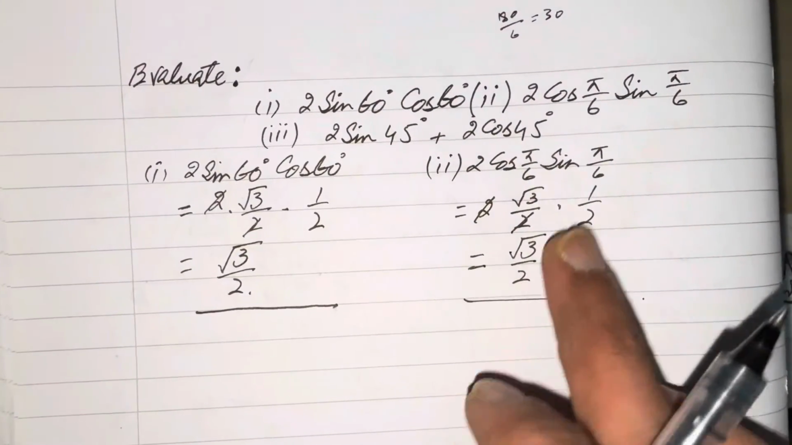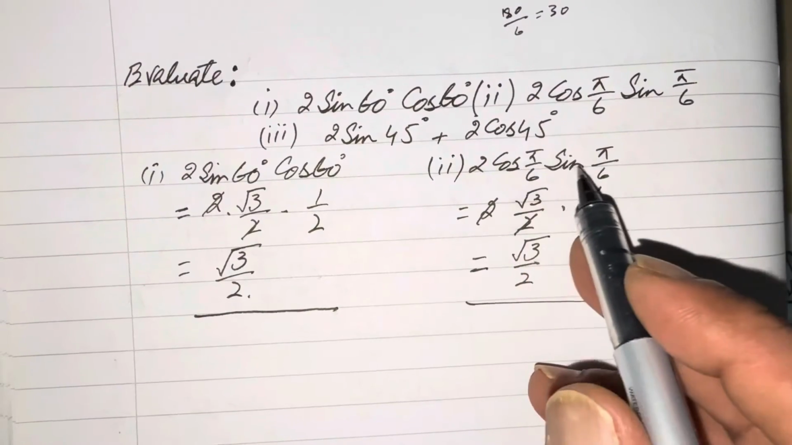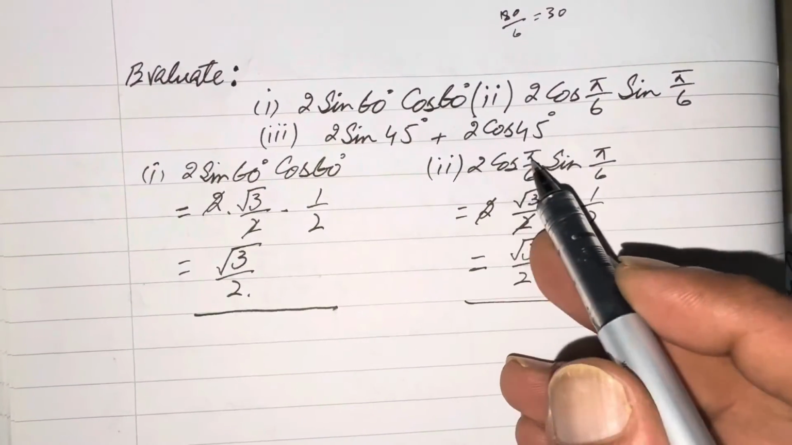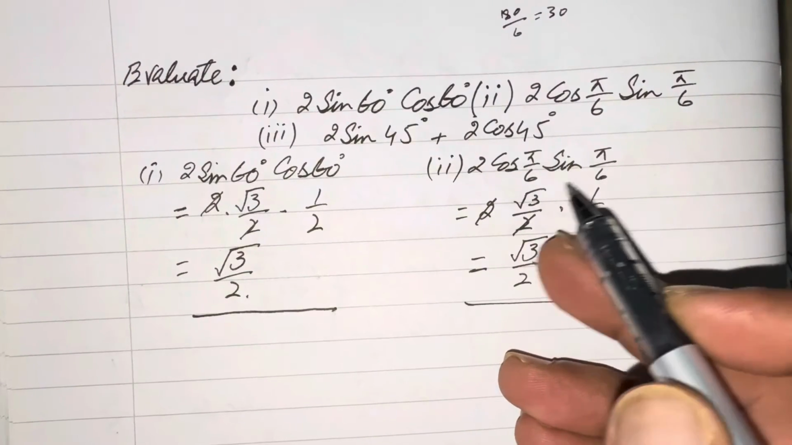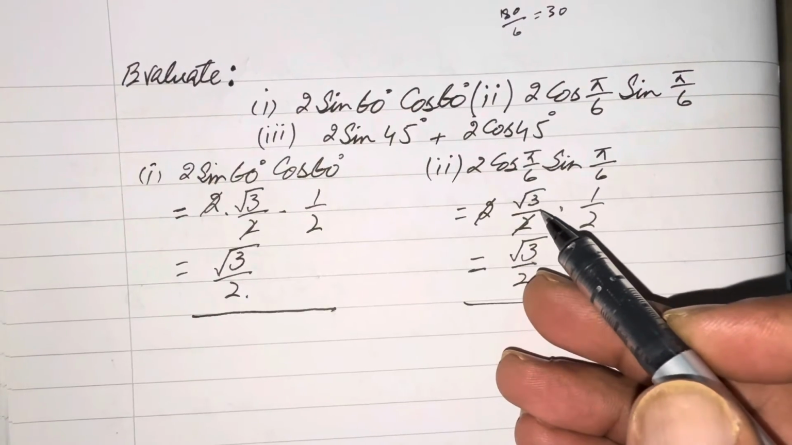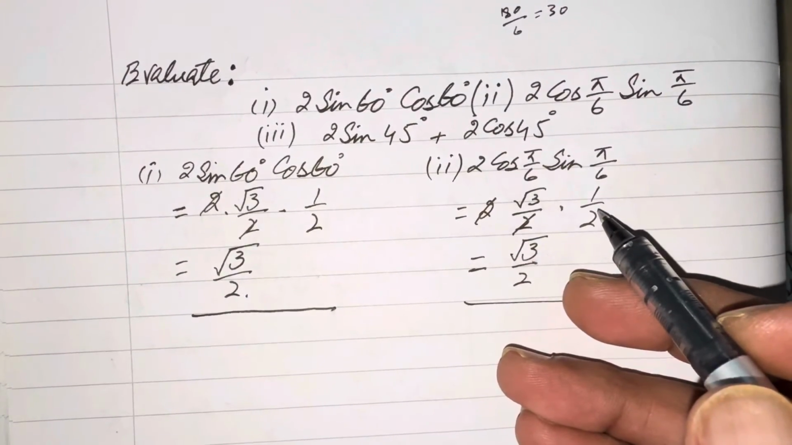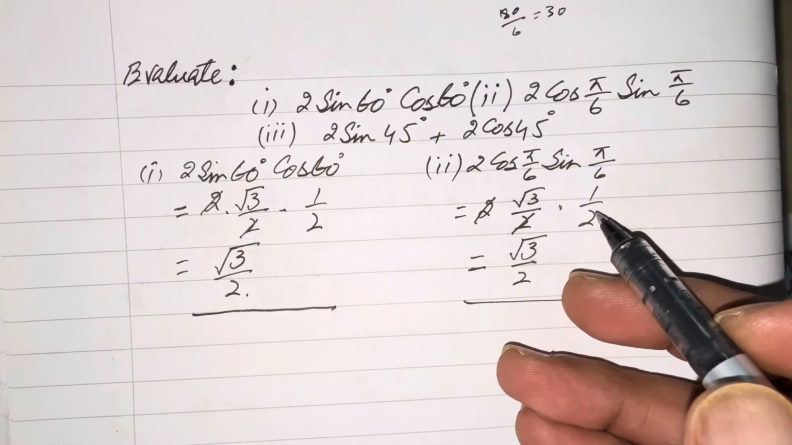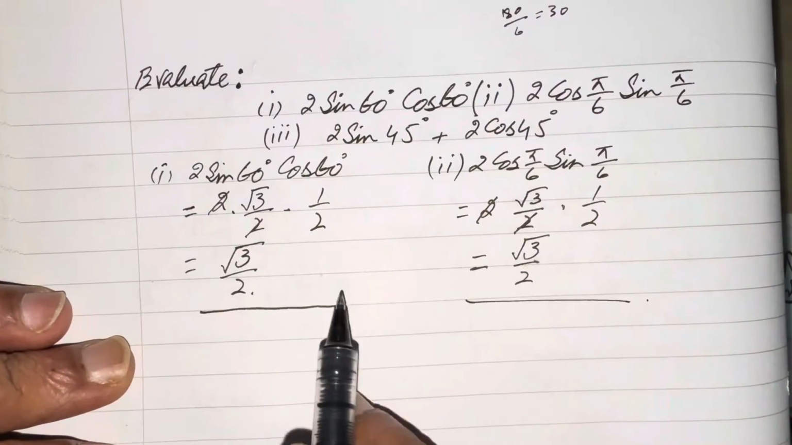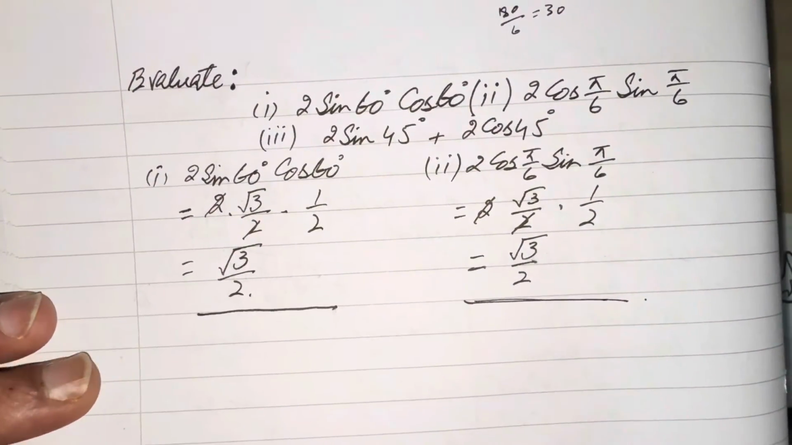So under root 3 over 2 is the answer when we evaluate these two, cos pi over 6 and sine pi over 6. Cos pi over 6 means cos 30, and sine pi over 6 means sine 30. So cos 30 equals under root 3 over 2, and sine 30 is equal to 1 over 2. That's the way we can simplify these kinds of questions.